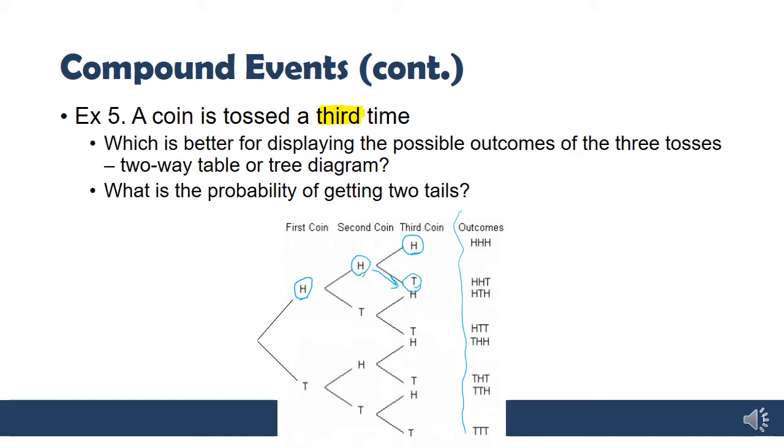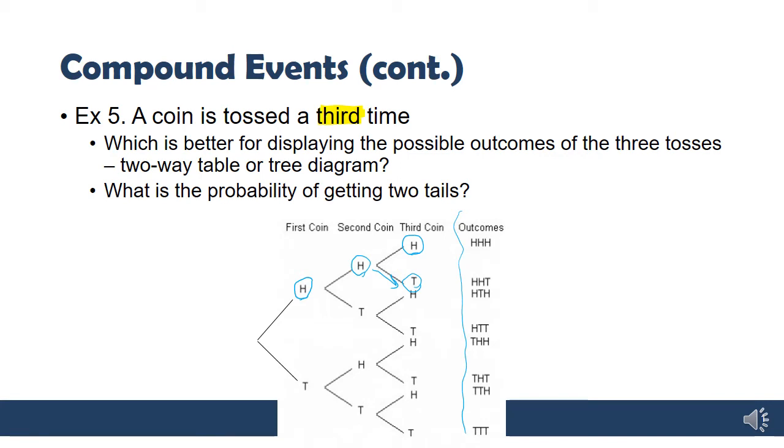Now the first question here is, which is better for displaying the possible outcomes, a two-way table or a tree diagram? Well, I'm hoping that you see it's obvious. The two-way table even has the word two in it. So it's only useful for showing two events. In this case, we have 3 events because we are flipping 3 coins. So it's impossible to show 3 events or more than that in a two-way table. As soon as you have 3 or more events, you have to use a tree diagram.